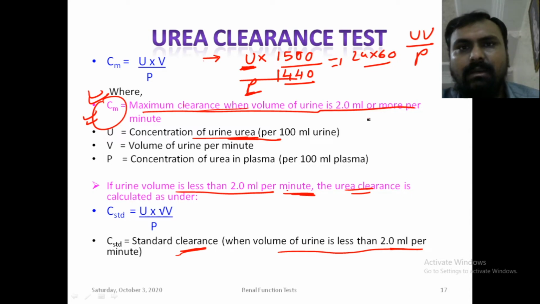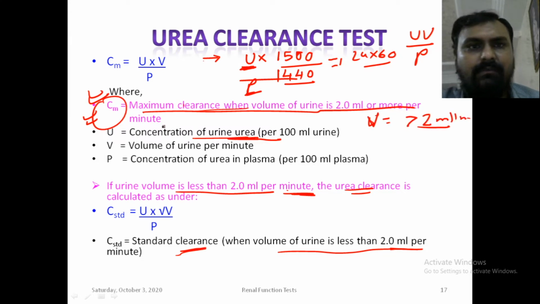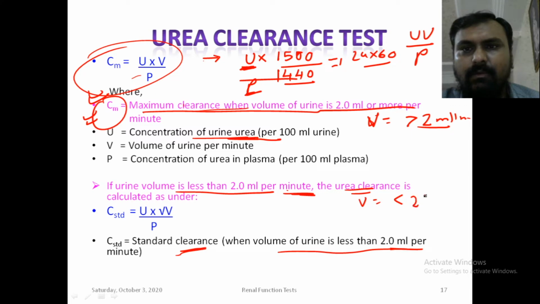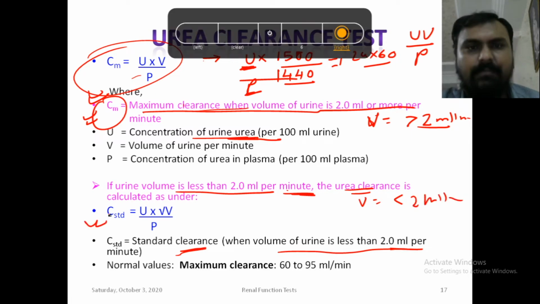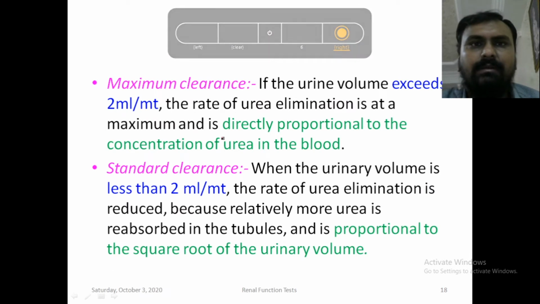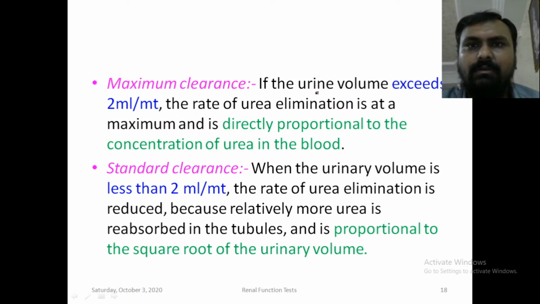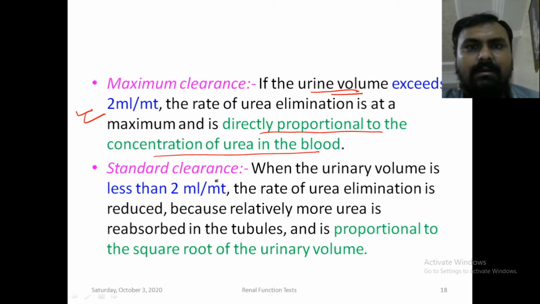Okay, so when the volume of urine is more than 2 ml per minute, then we have to use this formula, and when the volume of urine is less than 2 ml per minute, we have to use this formula. So maximum clearance applies if the urine volume exceeds 2 ml per minute, right? And then in that case, it is directly proportional to the concentration of urea in the blood, right? But when urinary volume is less than 2 ml per minute, the rate of urea elimination is reduced because relatively more urea is reabsorbed in the tubules, and it is proportionate to the square root of urinary volume, right?